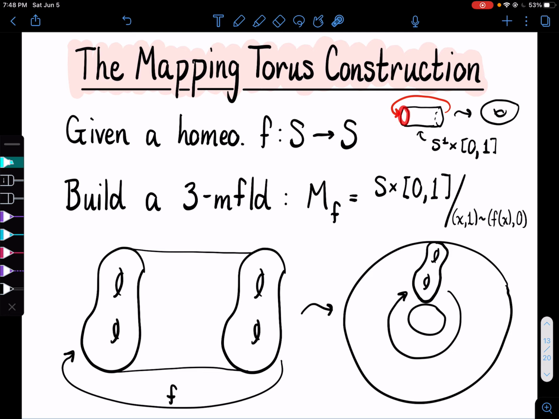We can take a circle and cross it with an interval. Right, so here's my S^1 cross [0,1]. That just gives us a nice cylinder, or annulus. And then I can glue up those boundary circles of my cylinder to give me a torus. Right, and so I'm going to do the exact same thing now, but instead I'm going to start with a surface. So in my picture, I've chosen a genus 2 surface.